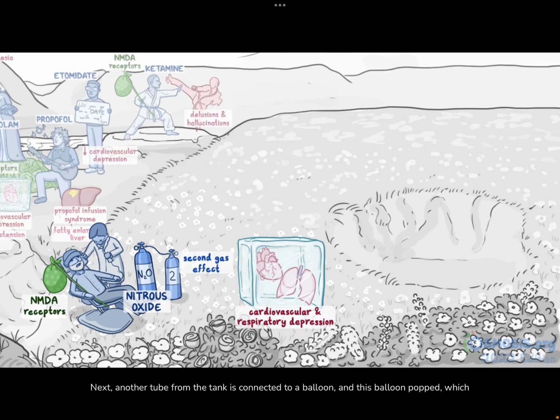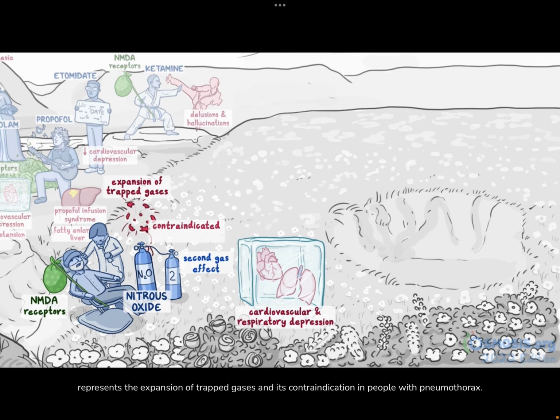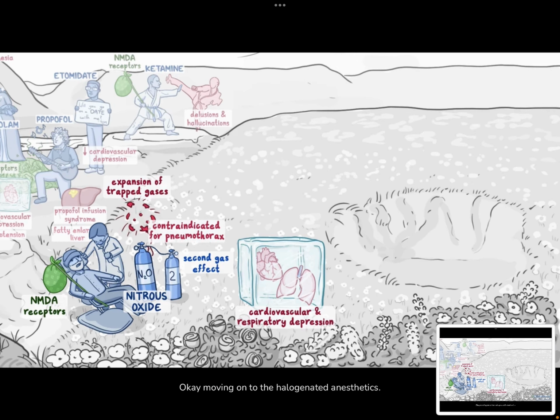Next, another tube from the tank is connected to a balloon, and this balloon popped, which represents the expansion of trapped gases and its contraindication in people with pneumothorax. Okay, moving on to the halogenated anesthetics.